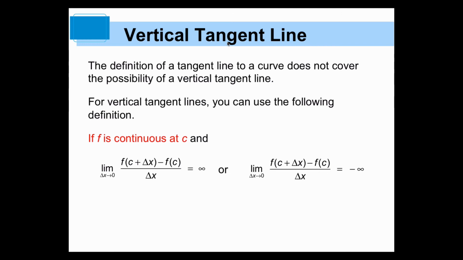If this formula gives you infinity or negative infinity, then you have what's called a vertical tangent. Think about that tangent line sliding along the curve, and it keeps going down and down and down until it becomes vertical. Its slope is going to get bigger and bigger and bigger until eventually it gets so big, it's infinity.